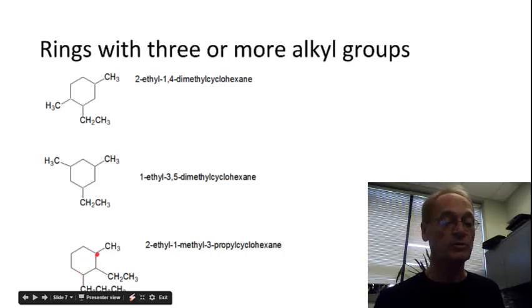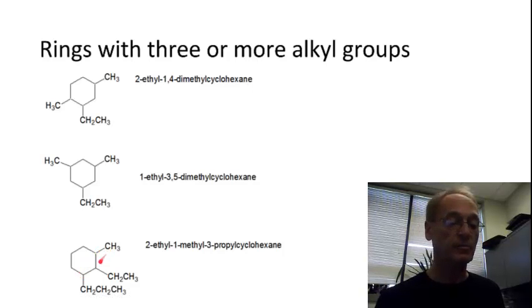So which one do we choose? Again, alphabetical. M comes before P in the alphabet, so that's number 1, 2, and 3. So it's 2-ethyl, 1-methyl, 3-propyl. And again, these are listed in that order in the name simply alphabetically. E comes before M, M comes before P.